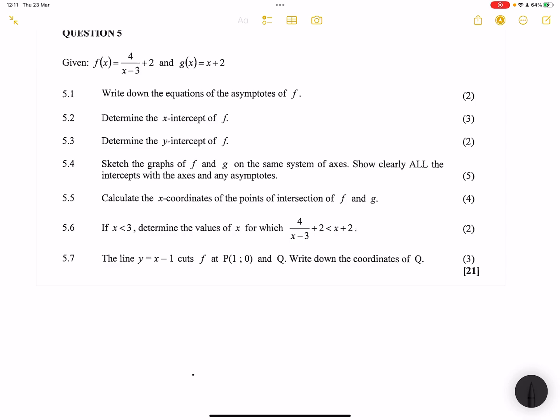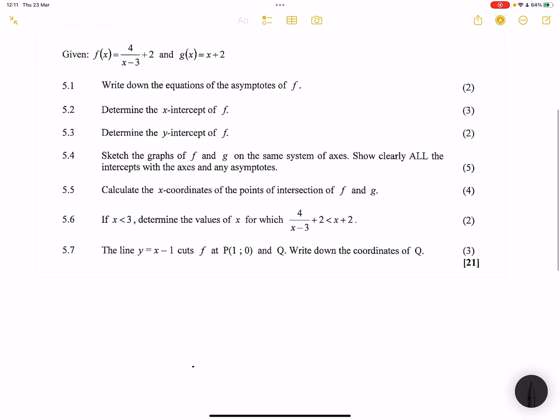Now, remember, we're given two functions here. If you haven't watched our videos on functions, this would be a good time for you to do that, even though they are written for grade 12, they are also relevant for grade 11.